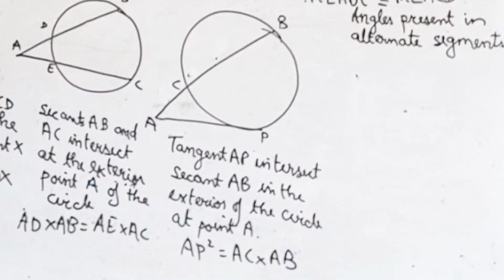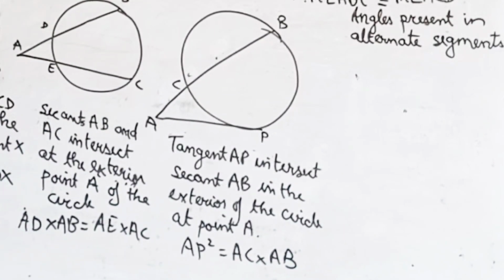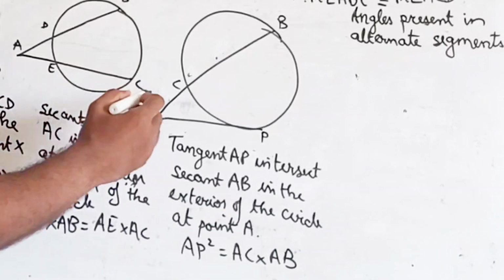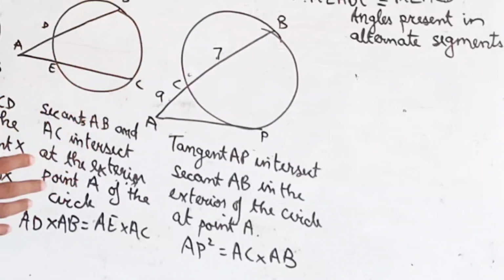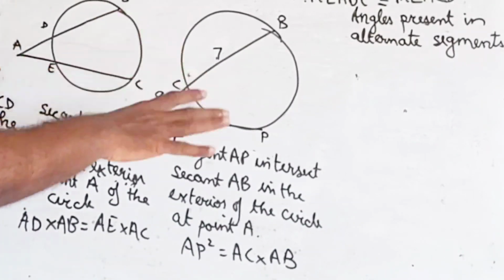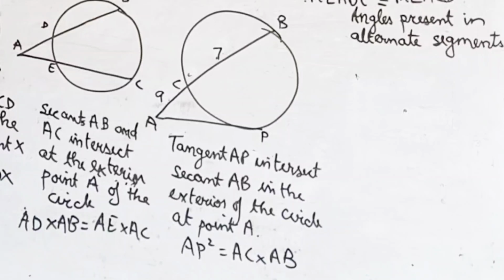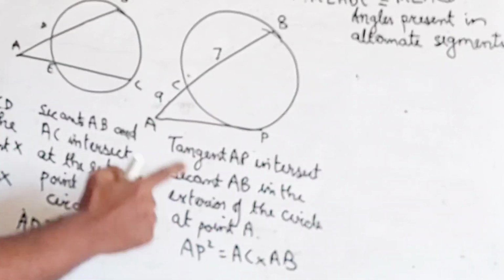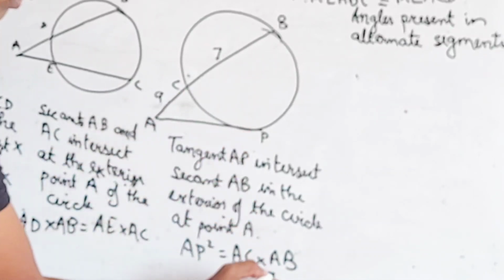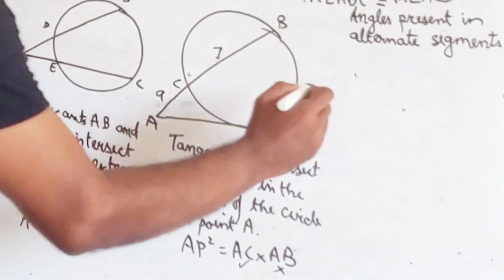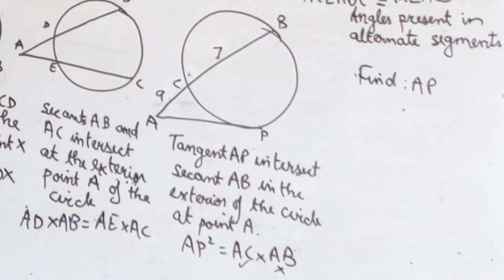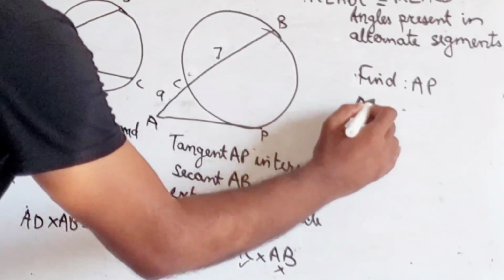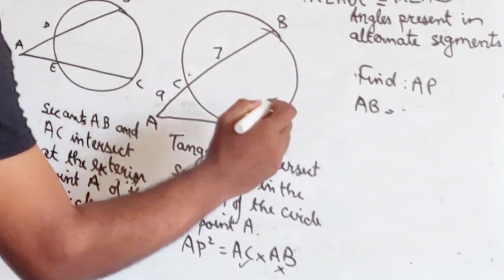Now to understand what I have written, let's take an example. Say AC is 9 and CB is 7. The diagram is not proportionate, but the intention is just to explain an example. Let's do the sum. AC we know. AB we don't know. First we need to calculate AB, and the question is find AP. To find AP, first we need to find AB. As you can see from the figure, AB will be equal to AC plus CB.